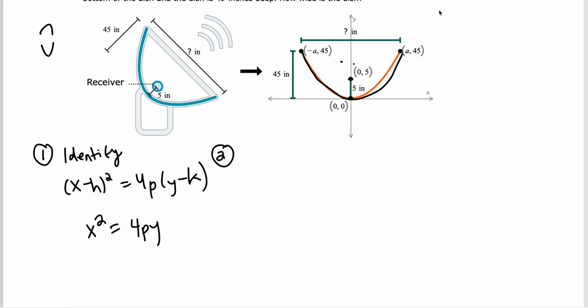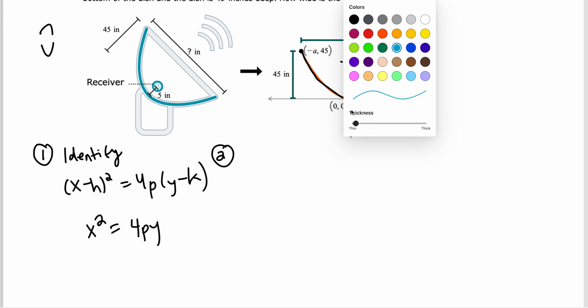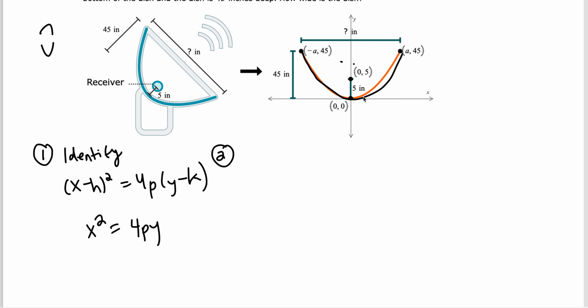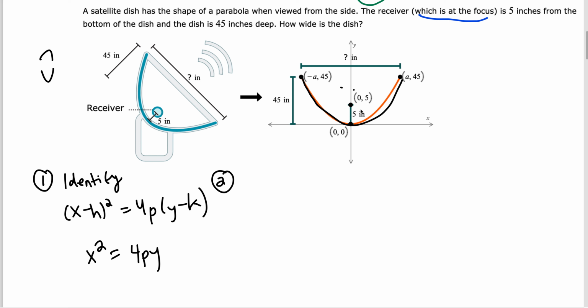Now, what's different is the second step. Remember that in the second step, we look for the p, and we input a value to solve for p. Well, in this case, we're already given p, right? We just have to figure out if it's a positive p or a negative p. In this case, remember, it's a happy face, right? So we know the p is positive, and we know that the distance from the focus to the vertex is the absolute value of p, right? And they're already telling you where the focus is. So we know that p equals 5, right?